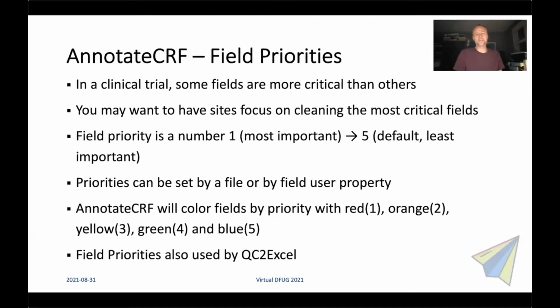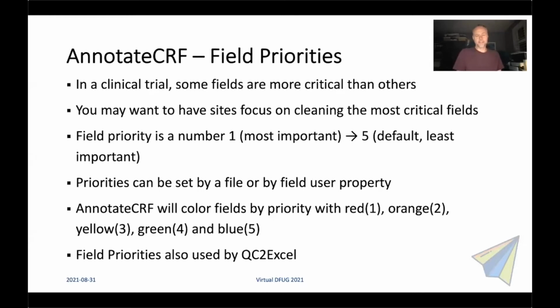And this came up in a study that I was working with where they had closeout that was happening. They had a lot of QCs that they deal with, and they wanted the sites to work on cleaning up the most critical fields that were going to be used in the analysis. So a field priority is a number between 1 and 5, 1 being the most important and 5 being the least important. You can define these either by a file or using the new user property, the field user property.